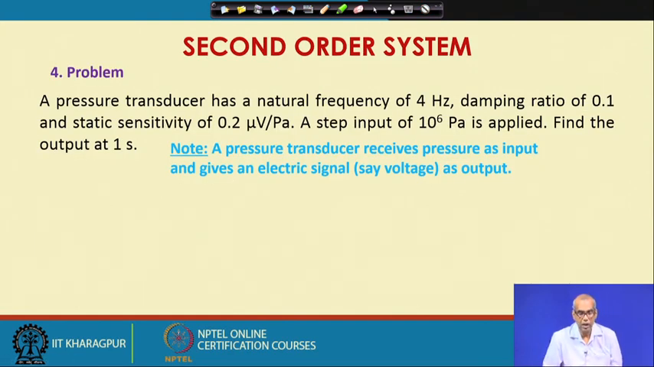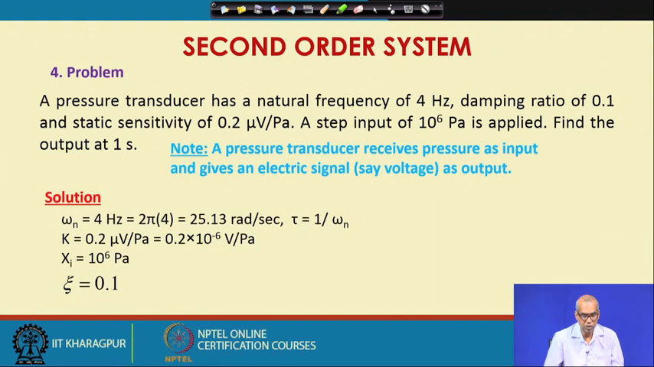Finally, let us take another problem on second order instrument. A pressure transducer has a natural frequency of 4 hertz, damping ratio of 0.1 and static sensitivity of 0.2 microvolt per Pascal. A step input of 10 to the power 6 Pascal is applied, find the output at 1 second. A pressure transducer we will talk about later. For the time being, let us consider that a pressure transducer receives pressure as input and gives an electrical signal as output. That electrical signal, let us say, is voltage.